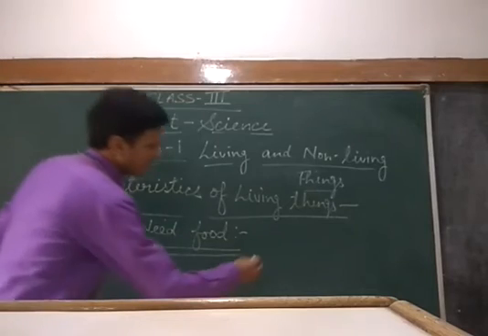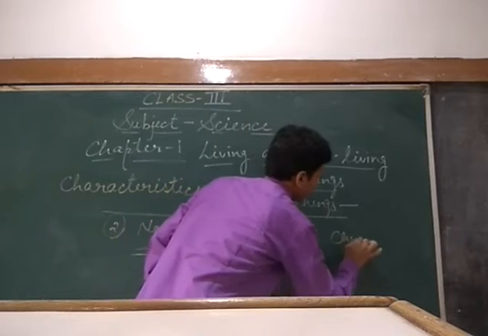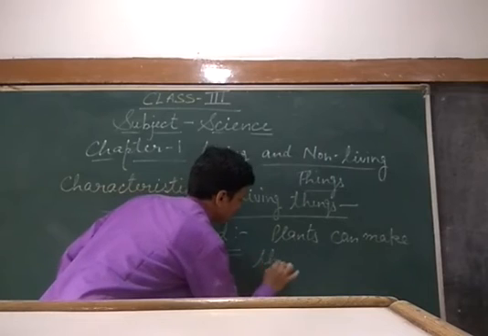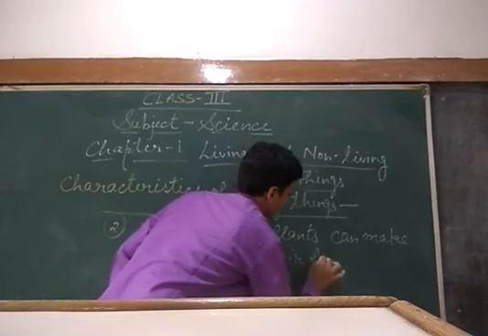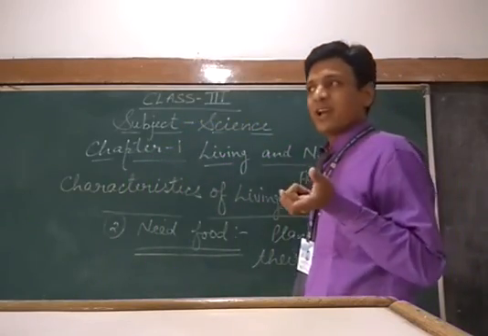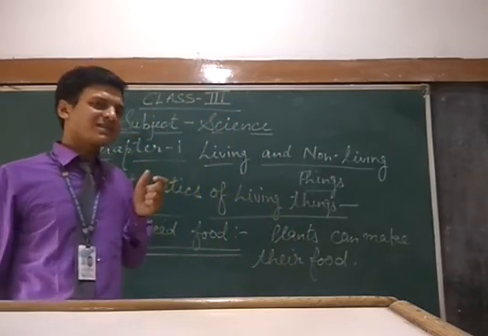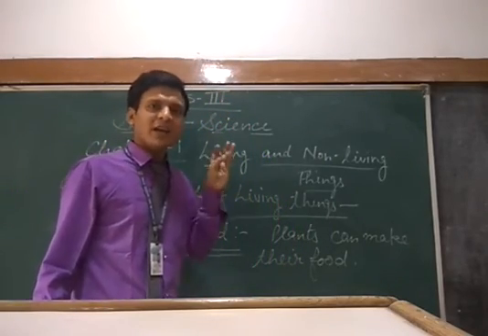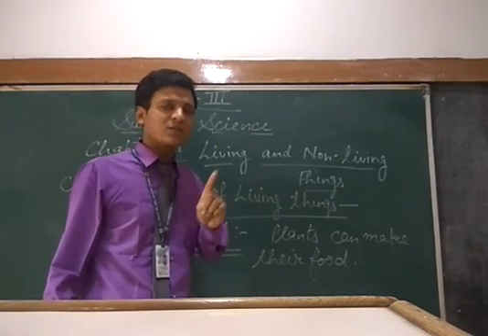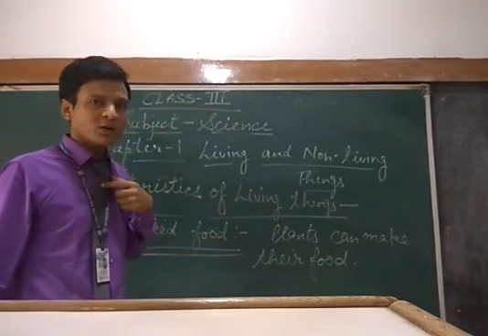And unlike ourselves, some plants can make their food, and that is the process you should know. The process is known as photosynthesis. Plants can make their food with the help of air, water, and sunlight. And this process is known as photosynthesis. First of all, plants make their food, and we have to depend on plants for our food.